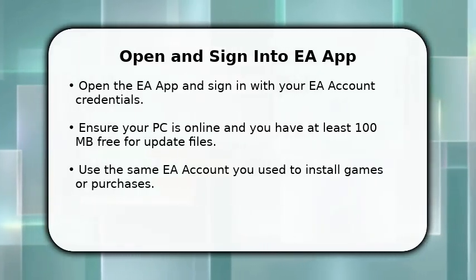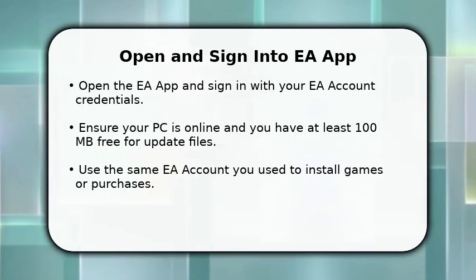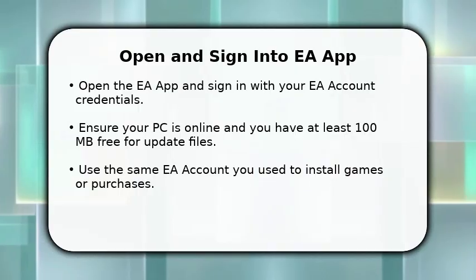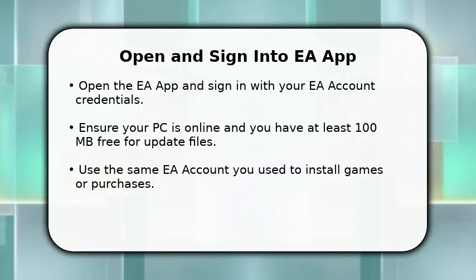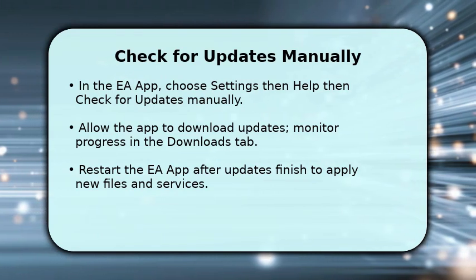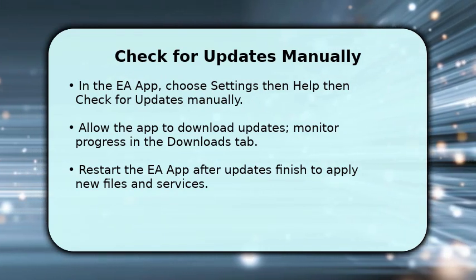If the app prompts for an update immediately, allow it to download and install. If not, continue to the next step to force an update check from the app settings. In the EA app, open Settings, then choose Help, then select Check for Updates manually.